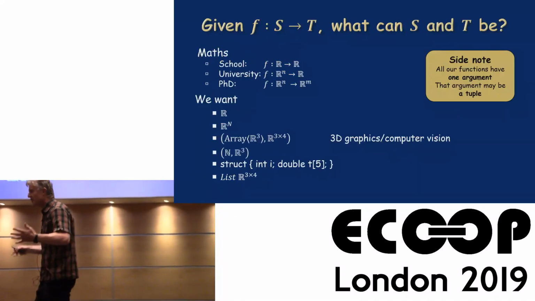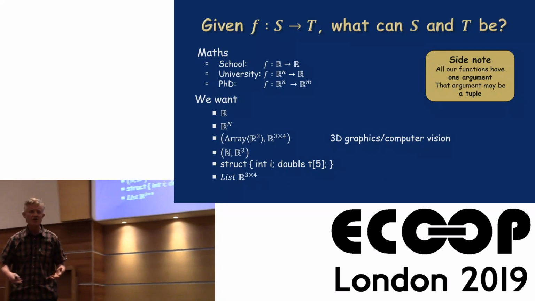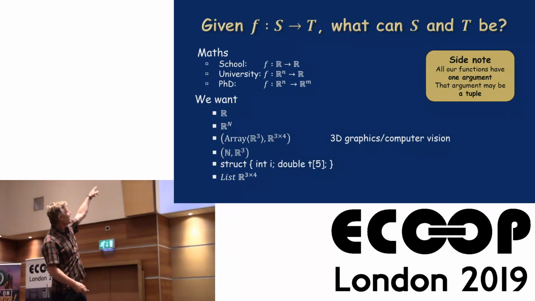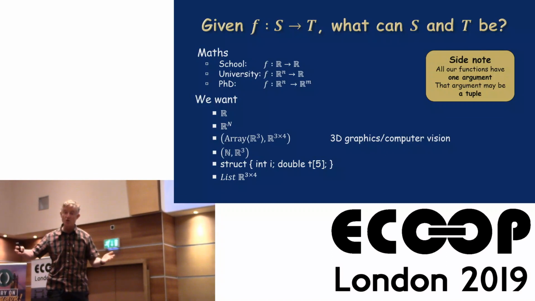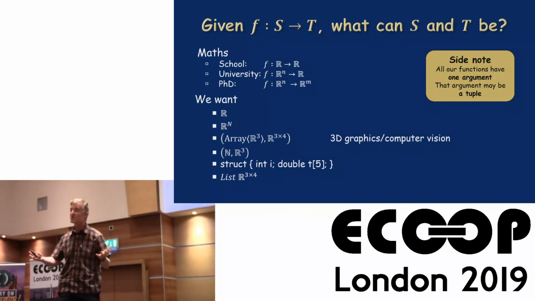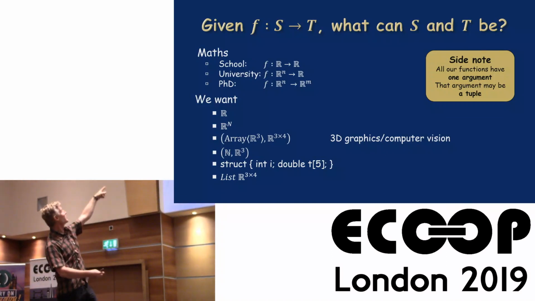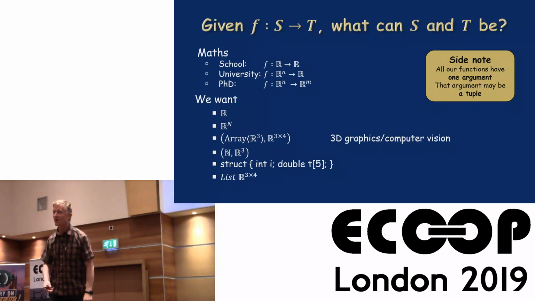Okay, so let's get to the meat of it. What exactly is differentiation anyway? The first thing to say is that usually when you do differentiation at school, it's from a number to a number, reals to reals. When you get to university, you deal with R^n to R, but when you get to a PhD, you get R^m to R^n. But we want to do more than that.